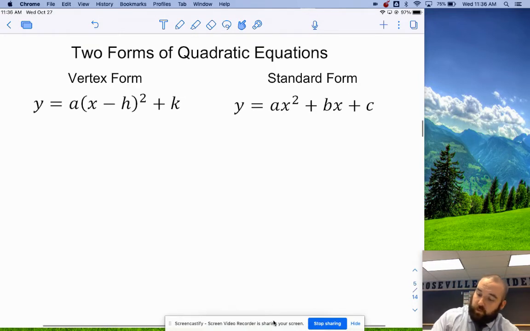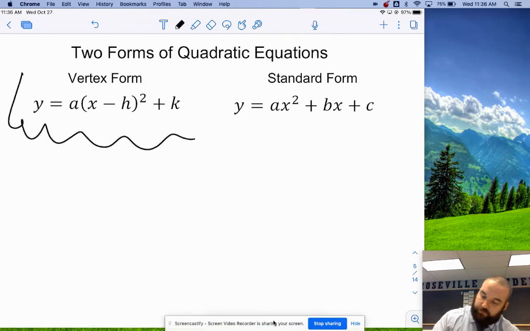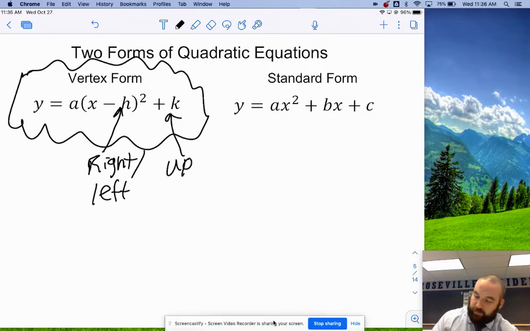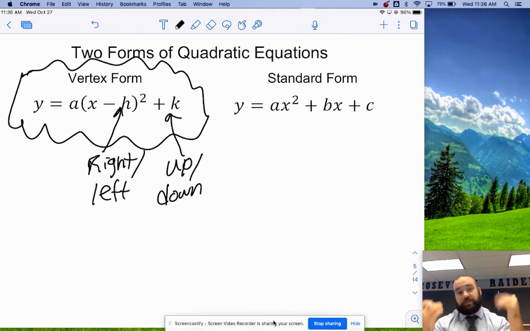The one that we're going to focus on today is what's called vertex form. The reason that we are going to focus on vertex form is because we already know if you subtract a number inside the parentheses, that's going to move the graph right or left. If you add or subtract a number outside, that's going to move the graph up or down. And those are the only types of movements that move the vertex from 0, 0. So the only way to move the vertex away from 0, 0 is to slide the entire graph or translate it left and right as well as up and down.